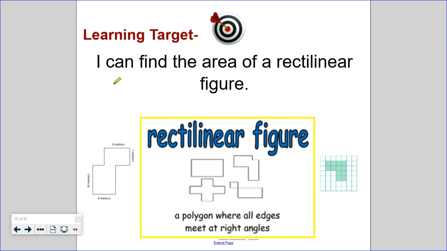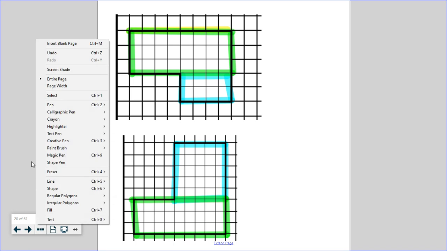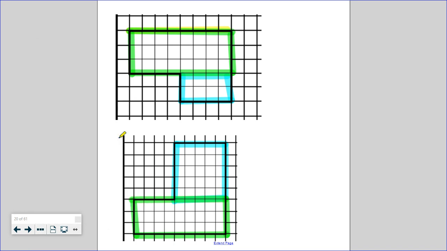Now, quick review: a rectilinear figure is a polygon where all the edges meet at right angles. I like to think of it as a polygon that can be partitioned or divided into rectangles. All right, so let's get started. Let's review what we did yesterday. I went ahead and highlighted these just to save us some time.